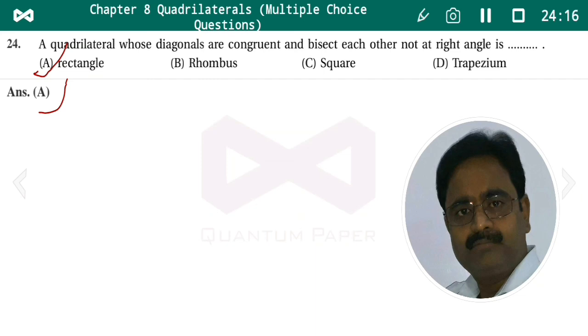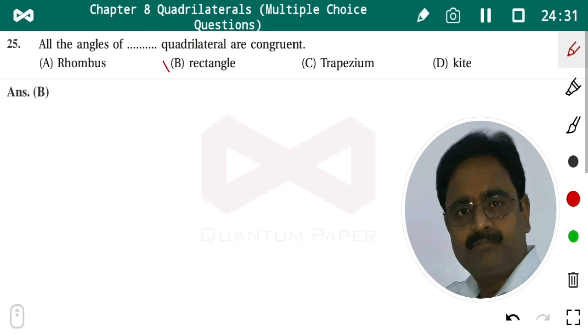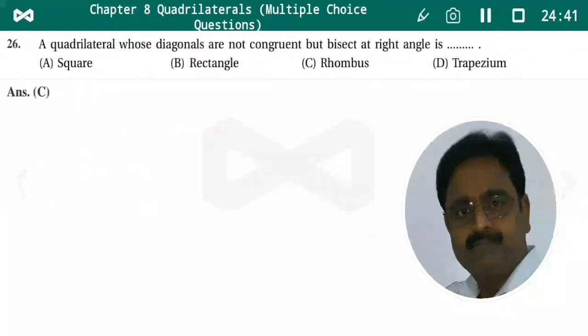ओके फ्रेंड्स, सो लेट्स सी द क्वेश्चन नंबर 25. इन दिस गिवन ऑल द एंगल्स ऑफ क्वाड्रिलेटरल आर कॉन्ग्रुएंट. तो किस क्वाड्रिलेटरल के सभी एंगल इक्वल होते हैं भाई? रेक्टेंगल के. सो देयरफॉर रेक्टेंगल के सभी एंगल 90 डिग्री होते हैं. इट मीन्स ऑल द एंगल्स ऑफ द rectangles are congruent to each other. So let's see the question number 26.